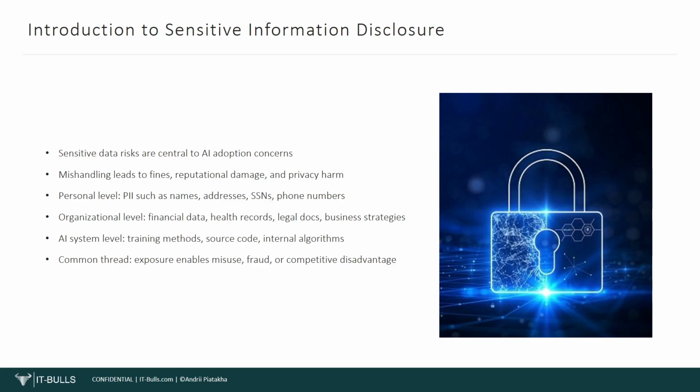But what do we mean by sensitive information in this context? It covers a wide spectrum. At the personal level, it includes personally identifiable information, or PII, such as names, addresses, phone numbers, or social security numbers. At the organizational level, it could be financial details, health records, legal documents, or confidential business strategies. And in the case of proprietary AI systems themselves, even the training methods, source code, or internal algorithms can be considered sensitive assets that must be safeguarded. All of these categories share one common property. If exposed, they create opportunities for misuse, fraud, or competitive disadvantage.